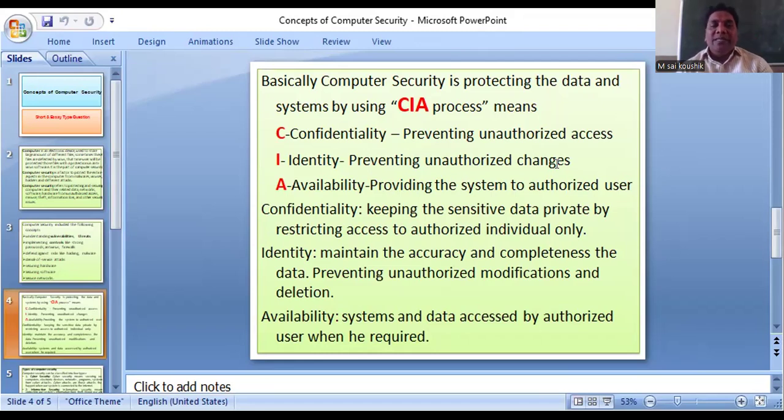Availability. Availability is providing the system to the authorized user. Yes, it is my data, which means only I am accessing it. Your data means only you are accessing it. This kind of facility is called availability. How much data you want, which data you want, which kind of data you want, that only will be provided by the computer security, always 24/7 availability.